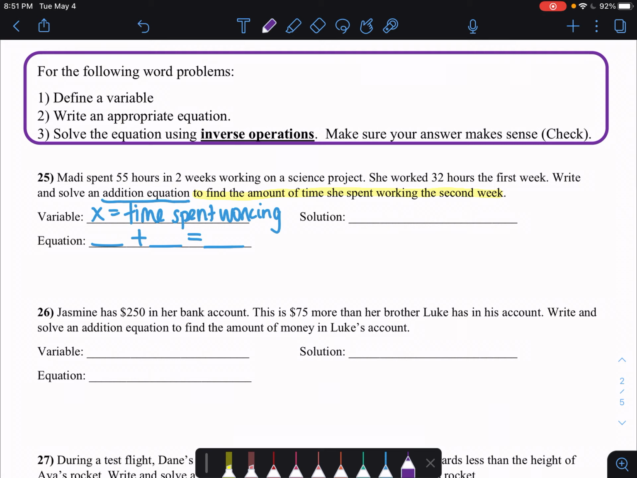Now it says Maddie spent 55 hours in 2 weeks. So she spent 55 hours total working. She worked 32 hours in the first week, and then she did X the second week. Now we typically write the X first, that's why I put it in the first spot, but you can write it the other way. To solve this, I'm going to subtract 32. So X equals 23, and that 23 is going to be 23 hours.